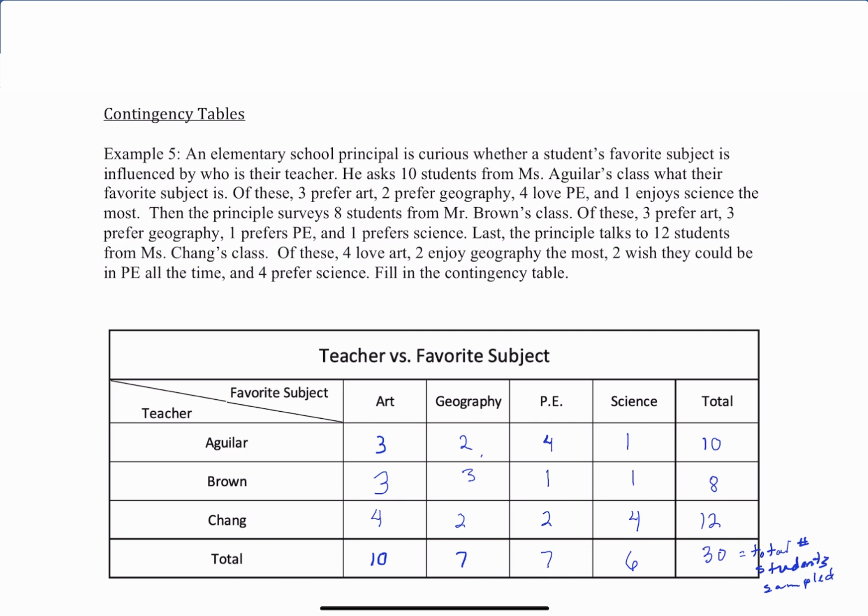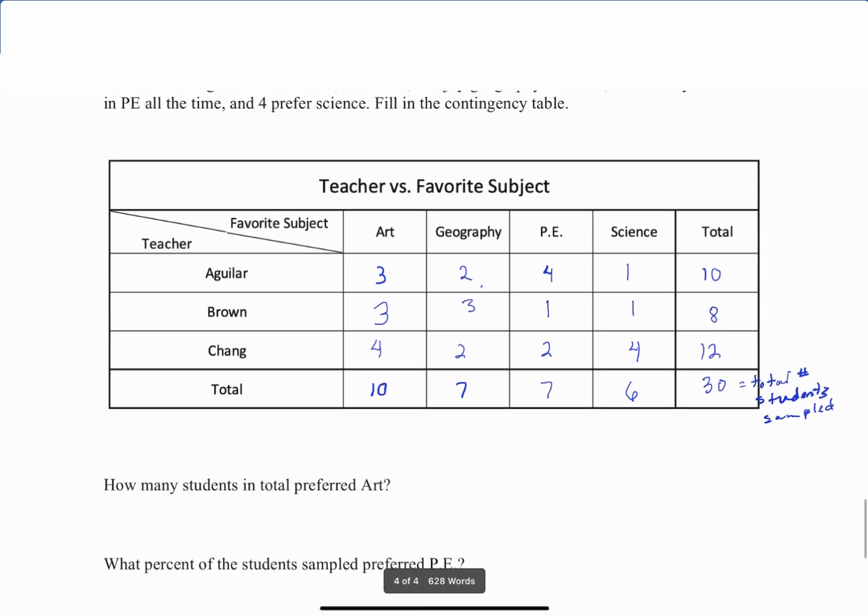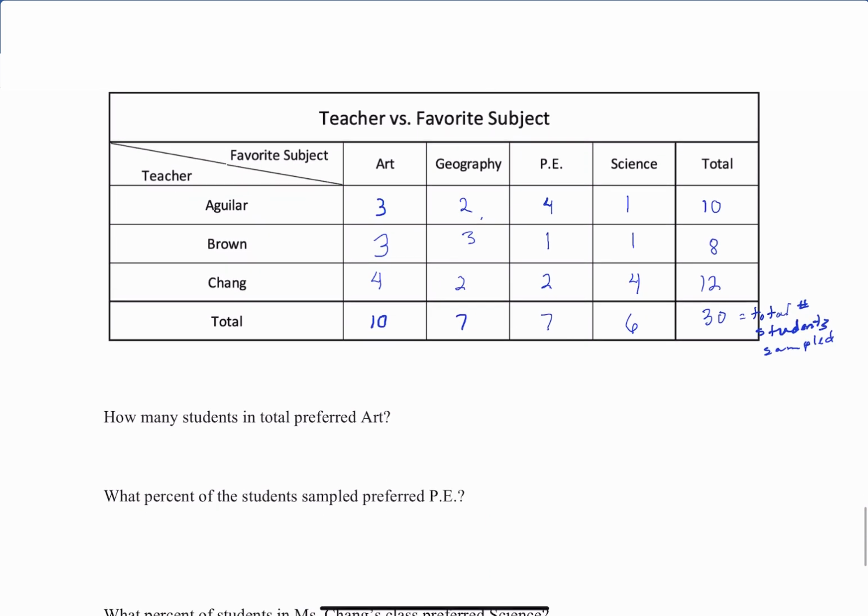Let's use our table to answer just a few quick questions. How many students in total, meaning out of all the ones the principal talked to, how many preferred art? We can see from the total at the bottom of the art column that 10 preferred art.